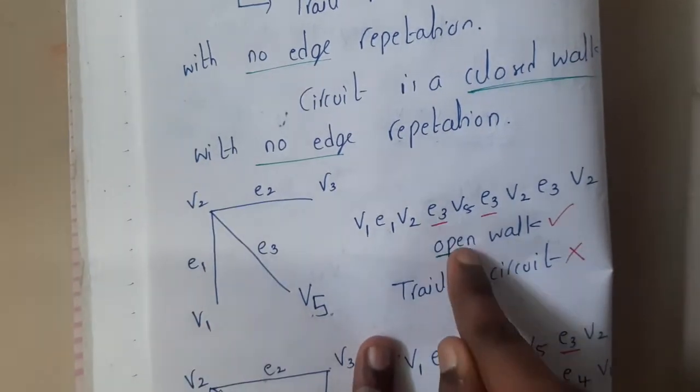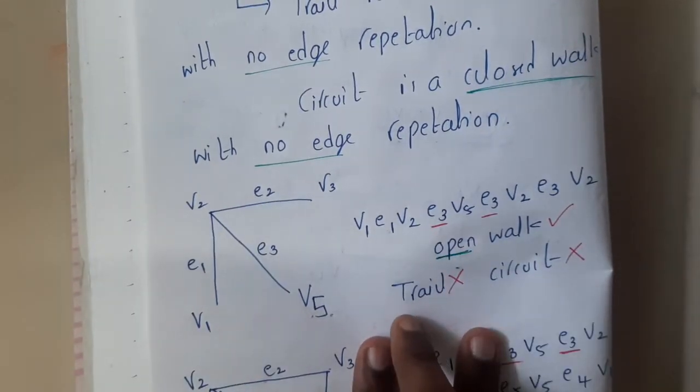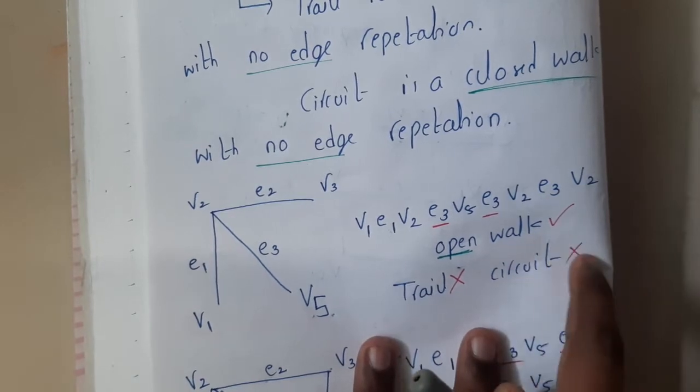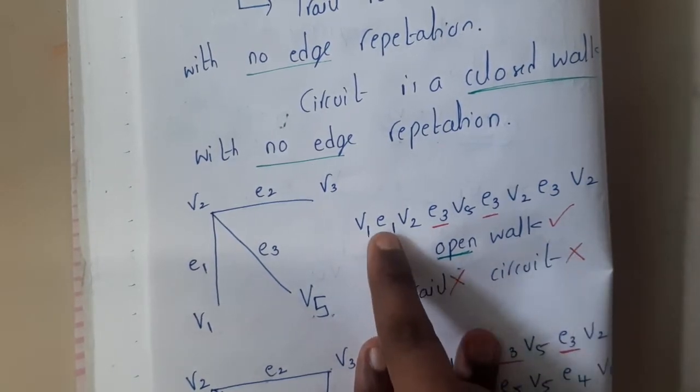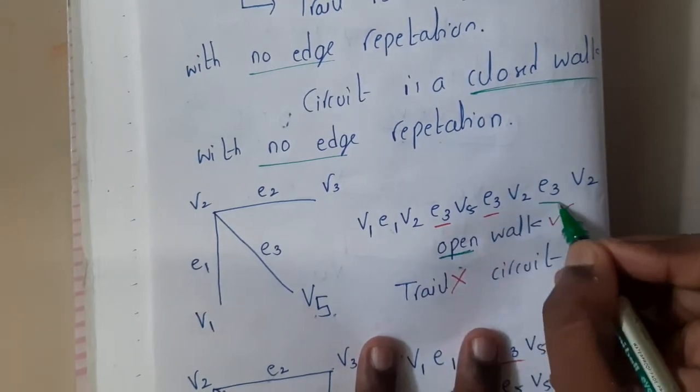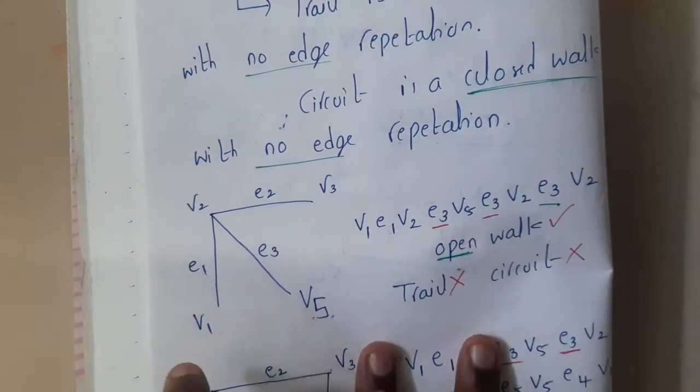Similarly, if it is an open walk, can it be a circuit, guys? No. With that conclusion, you can directly strike it off and compare. So is there any edge repeated? If you observe, E3 is repeated 3 times. Is that really true, guys?